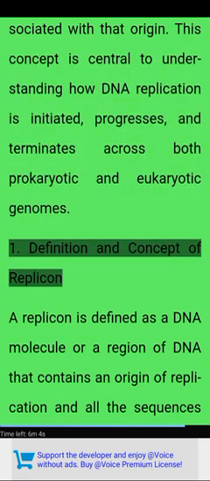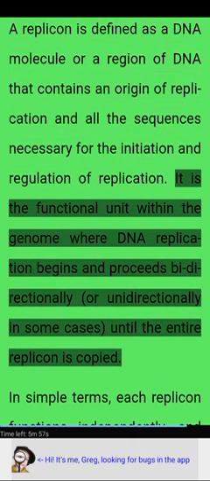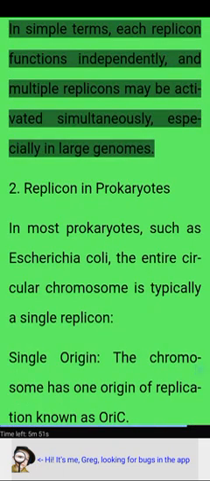1. Definition and concept of replicon. A replicon is defined as a DNA molecule or region of DNA that contains an origin of replication and all the sequences necessary for the initiation and regulation of replication. It is a functional unit within the genome where DNA replication begins and proceeds bidirectionally, or unidirectionally in some cases, until the entire replicon is copied. In simple terms, each replicon functions independently, and multiple replicons may be activated simultaneously, especially in large genomes.